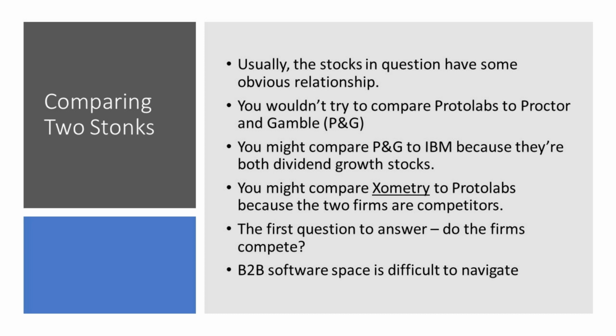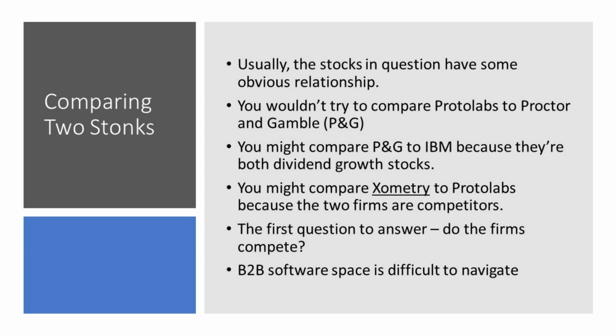So you wouldn't try to compare, let's say, Proto Labs to Procter & Gamble. Those two companies have no relationship. However, you might compare Procter & Gamble to IBM. That's because they're both dividend growth stocks. That's the similarity there. Or you might compare Xometry to Proto Labs, since both those two firms are competitors. So the first question that we want to ask when we look at two firms is, do they compete?